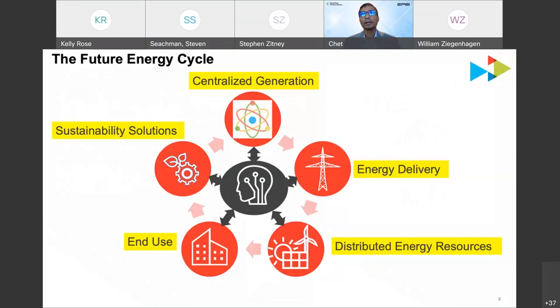So if you look at the future energy cycle, to me it looks very complex. So here I have different bubbles for how the future energy cycle may look. You're going to have centralized generation, which can be fossil plants with carbon capture, advanced nuclear, or large scale solar and wind generation. And from these generating sites, you're going to be transferring the electrons for end use applications through the power delivery system. You are also going to have distributed energy resources like rooftop solar, storage, fuel cells, and things like that. So they're also going to be producing energy for end use application.